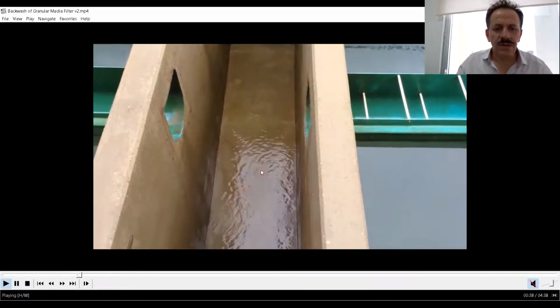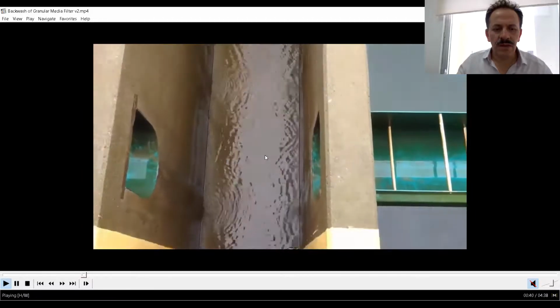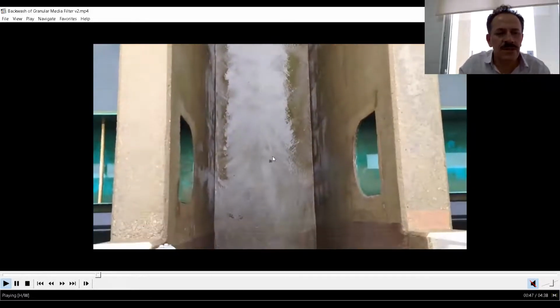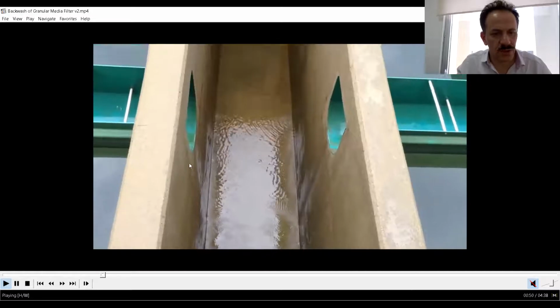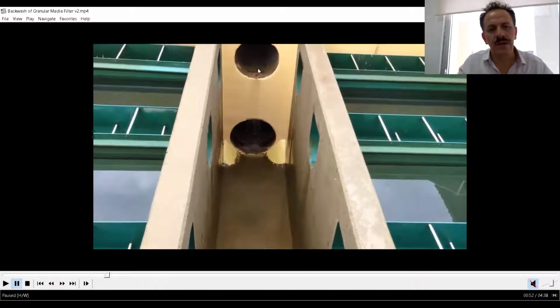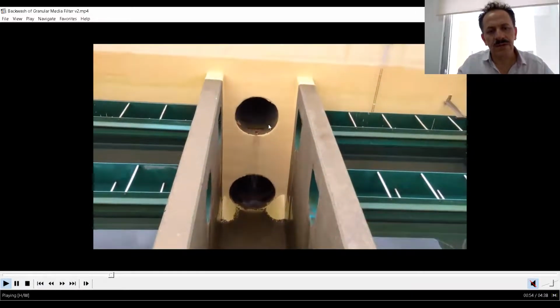Now you have to stop for a while. One gate is working for the outlet, and you can close that one and use another one for the inlet. So this is for the outlet and this is for the inlet of the water. They are working inversely: either you have input or you have output.